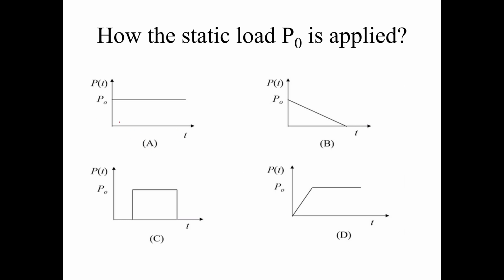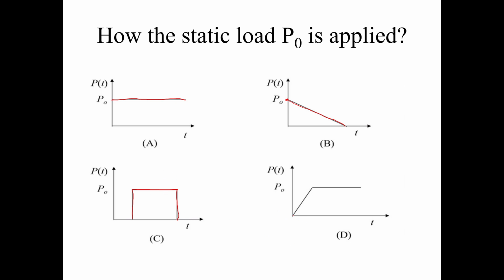In case A, the load is suddenly applied in the system, and then it stays in the system. In the second case, again the load is suddenly applied, and the load intensity goes on decreasing, and after some time the load becomes zero. In case C, the load is again suddenly applied, it stays in the system, and then it comes to zero suddenly.